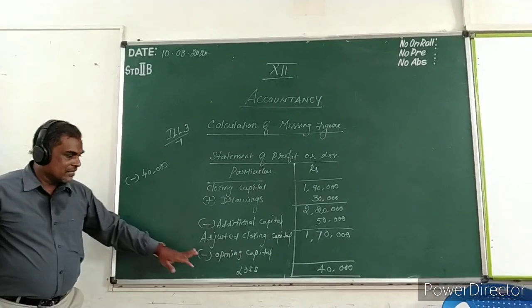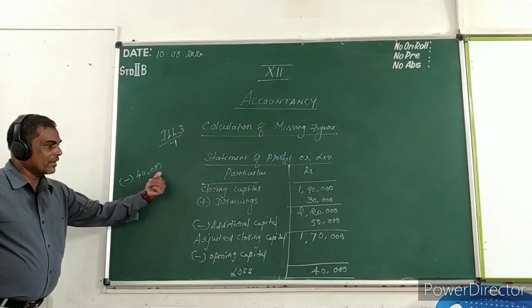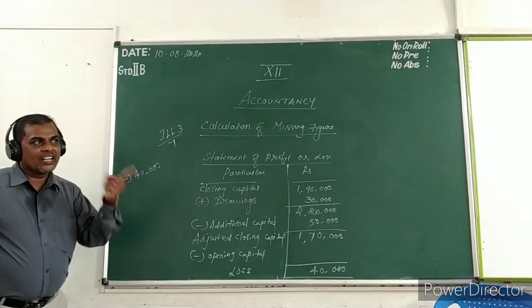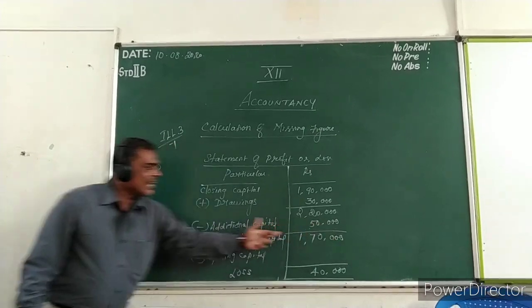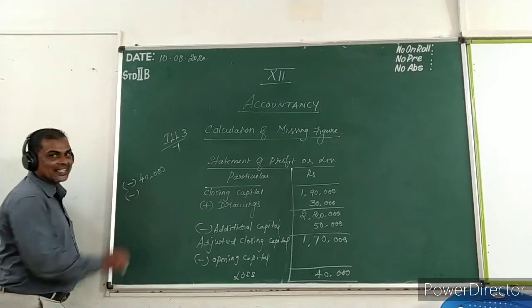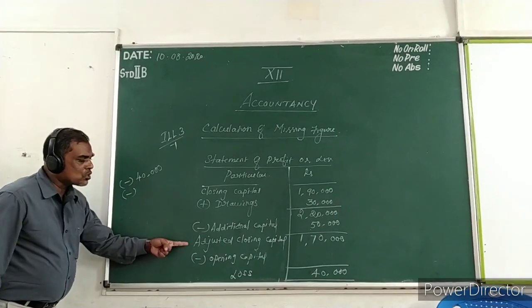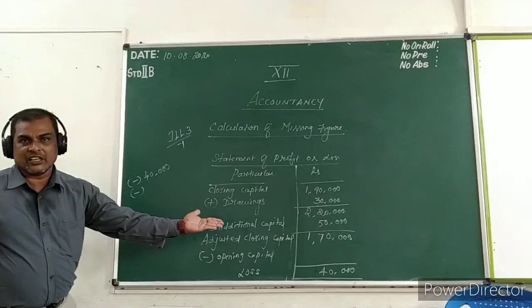Understood or not? Listen, loss is minus, that we know. Minus 40,000. For adding or subtracting, we need one more amount. What is the next amount available here? 1,70,000. 1,70,000 shows plus, so we consider it as minus. Suppose this shows minus, then we consider it as plus. That is the rule to find out the missing figure.